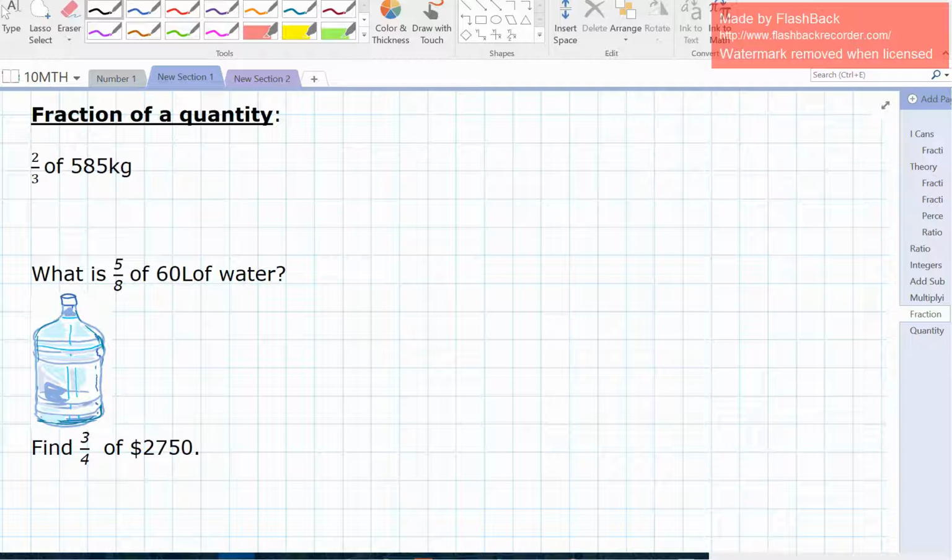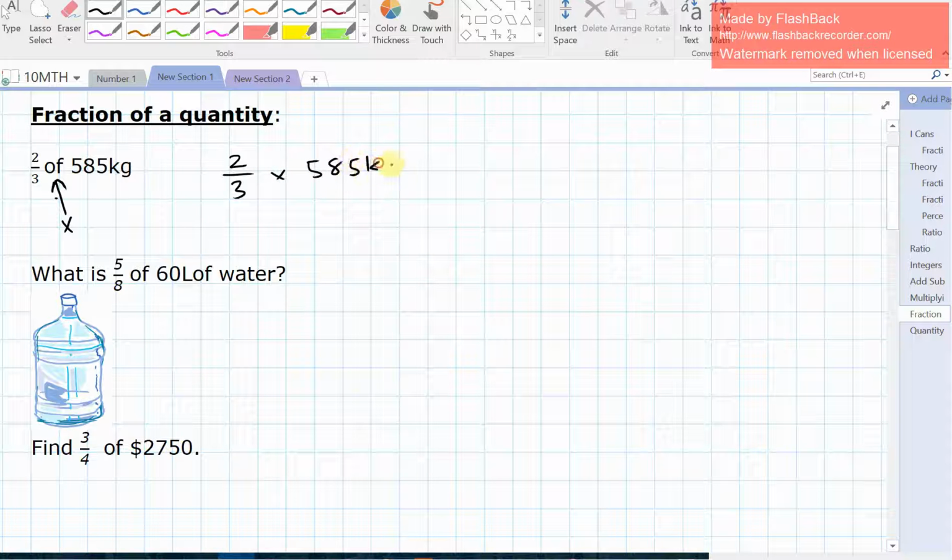So with finding a fraction of a quantity, there are several ways you can do this, and I'm going to go straight to the calculator. This first problem, we've got 2/3 of 585 kgs. And remember, in maths, "of" generally means times. So we end up with 2/3 times 585.